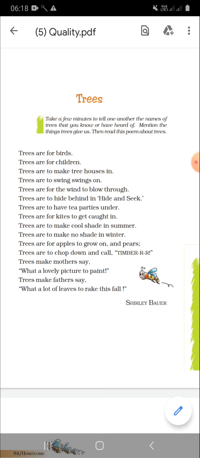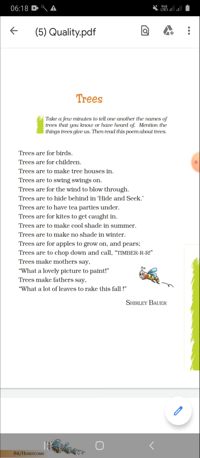Now, let's get into the poem. Trees are for birds. Trees are for children. Trees are to make tree houses in. Trees are to swing swings on.